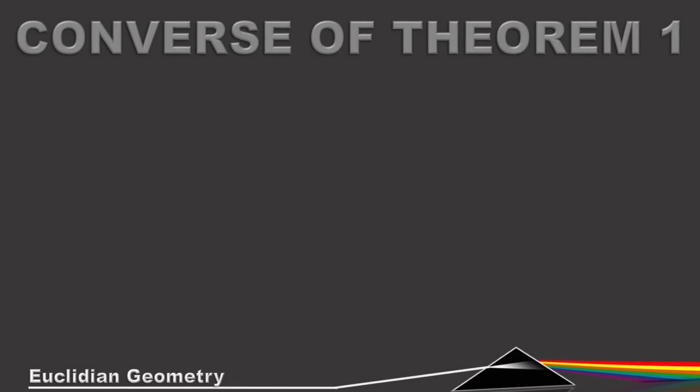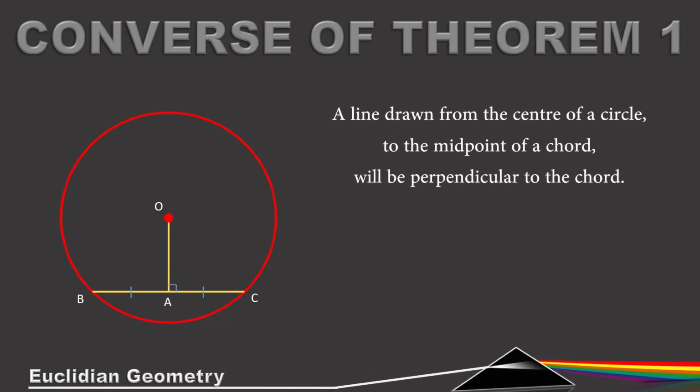Now the converse of theorem 1 is just the other way around. So we still have our circle with center O and our chord BC. Now we draw a line from the center, but now we know that it divides the chord in half. That's what's given to us. So from that we can deduce that if that line divides the chord in half, therefore the line is perpendicular to the chord. So the theorem says that a line drawn from the center of a circle to the midpoint of a chord will be perpendicular to the chord. And our reason is: line from center to midpoint of chord.